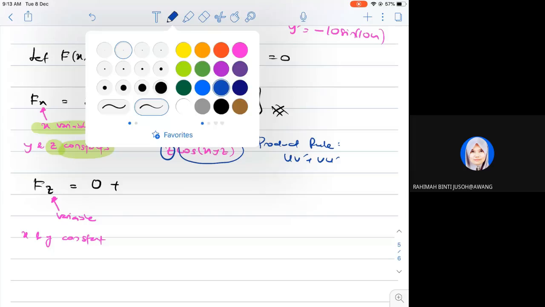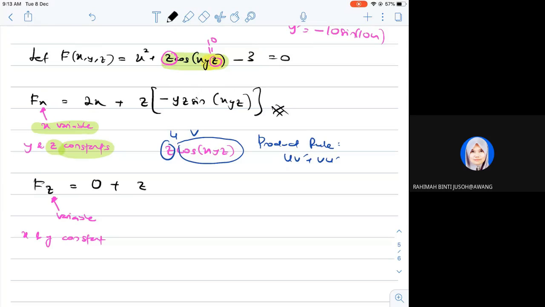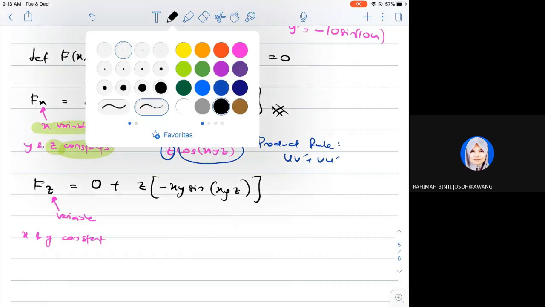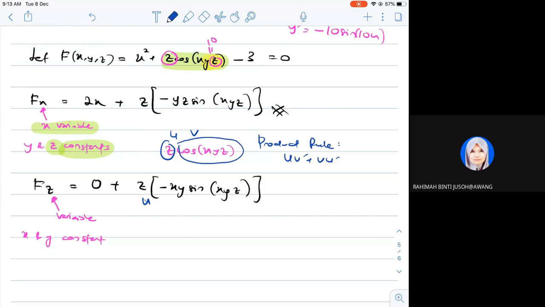So let's do this together. Okay, U V prime. So U is your Z. So V prime, differentiate cos XYZ with respect to Z. What are the constants now? Okay, X, Y. So bawa XY tu ke depan. Alright, so bawa ke depan. Okay, differentiate cos dapat negatif. So negative XY sin XYZ. Comot sangat saya punya tulisan ni. Macam tu. Okay, so this is actually your U V prime. Ini U, ini V prime.